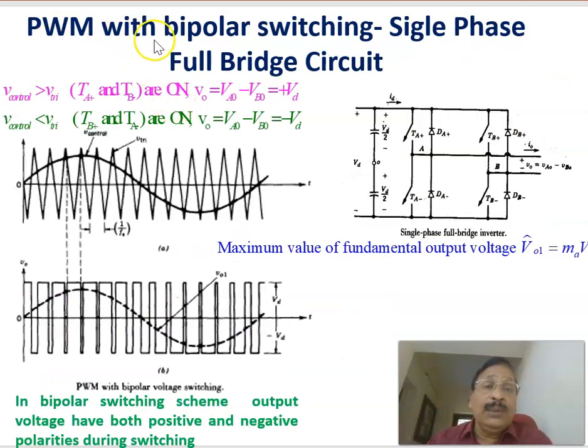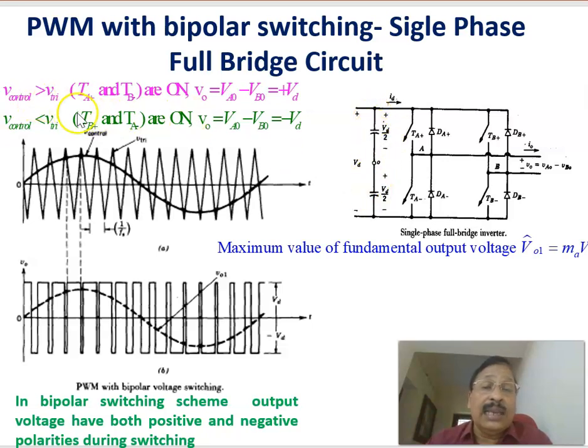Now let us look at PWM, pulse width modulation, with bipolar switching, for a single phase full bridge circuit. Previously we considered the single phase half bridge circuit. Here this is a full bridge circuit, and in that there are two legs. In each leg there are two switches, marked as TA plus, TA minus, TB plus and TB minus. And here the total voltage VD is divided into equal values, plus VD by 2 and minus VD by 2.